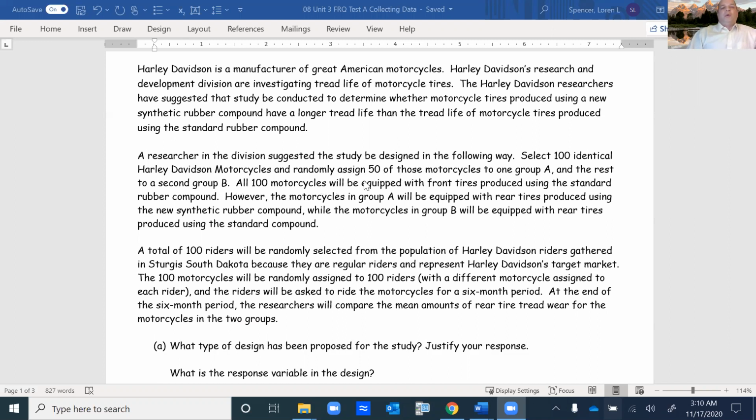All 100 motorcycles will be equipped with front tires produced using the standard rubber compound. So all the motorcycles on the front tire will have the same compound, while the motorcycles in group A will be equipped with rear tires using the synthetic compound, and those in group B will be equipped with rear tires using the standard compound. So basically, the front tires for all the motorcycles are the same, but the back tires in group A will have the new synthetic, and the back tires in group B will have the rubber compound.